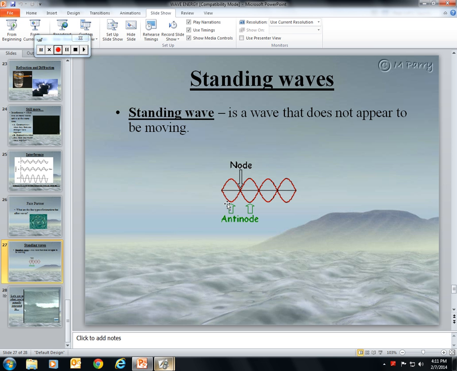Make sure you're labeling the nodes as like the little hills, and the antinodes would be like the valleys in between. Or I'm sorry, the nodes are the valleys. Antinode is the hill, node is the valley.